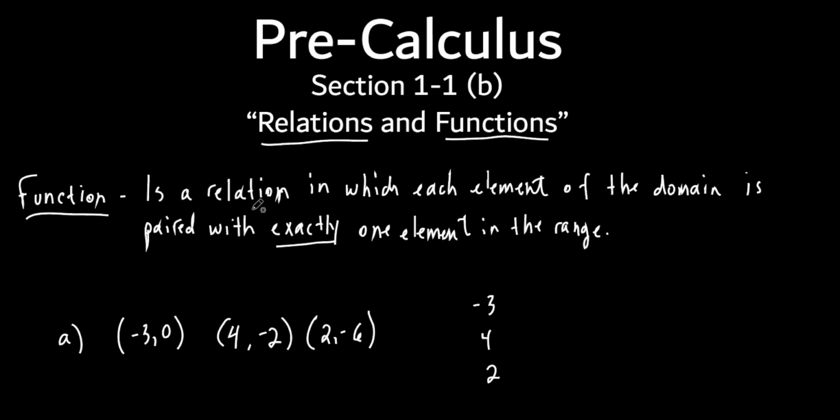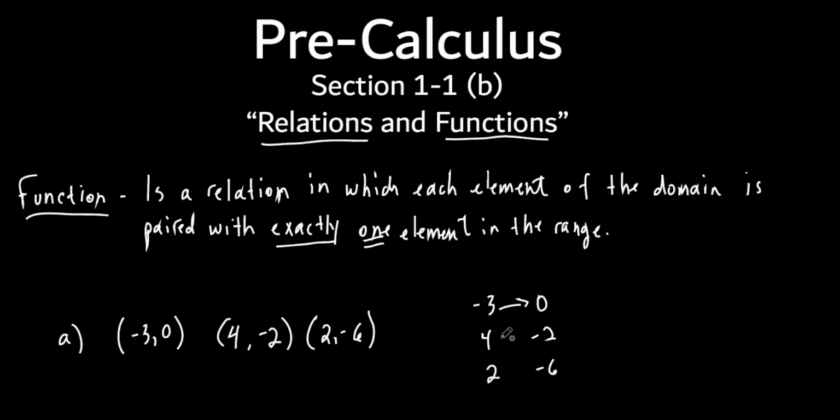I'll show you why. It says each element of the domain is paired with exactly one element in the range. So exactly one element in the range, so no more than one. So not 2. Each of the domains is only paired with a unique y value. So the x is paired with a y value. So we've got -3, 0. We've got 4, -2. We've got 2, -6. So look at that -3. What is that paired with? It's the 0. Is -3 paired with anything else here? No, because there's no other -3s, right? So the -3 is only paired with the 0.